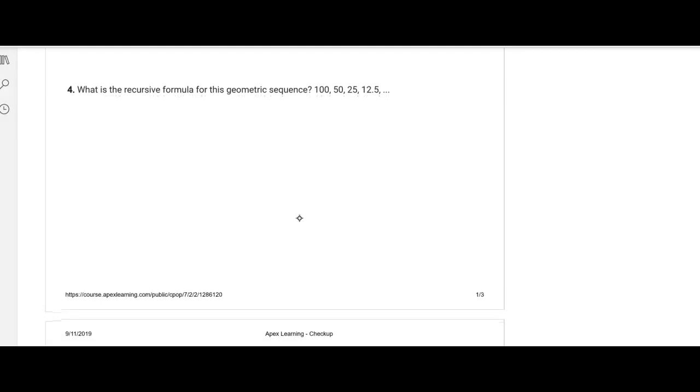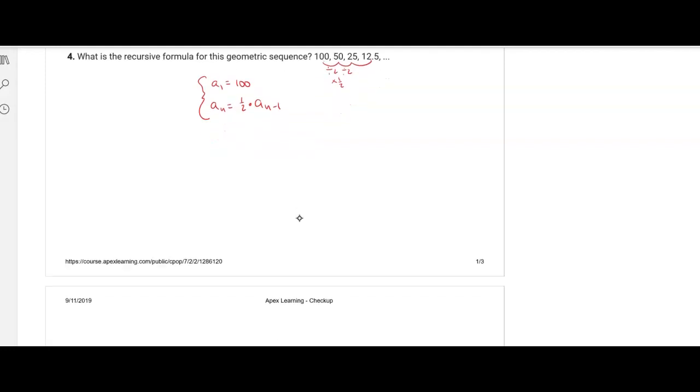So they want the recursive rule for this geometric sequence. So remember, I need my first term, so a sub 1 is 100. Then I have to look, what am I doing each time here? 100 to 50, 50 to 25, I'm dividing by 2, which is the same as multiplying by 1/2. So we're going to say a sub n equals 1/2, because that's what I'm multiplying by each time, times my previous term. And that's your recursive rule. a sub n minus 1 is the previous term.